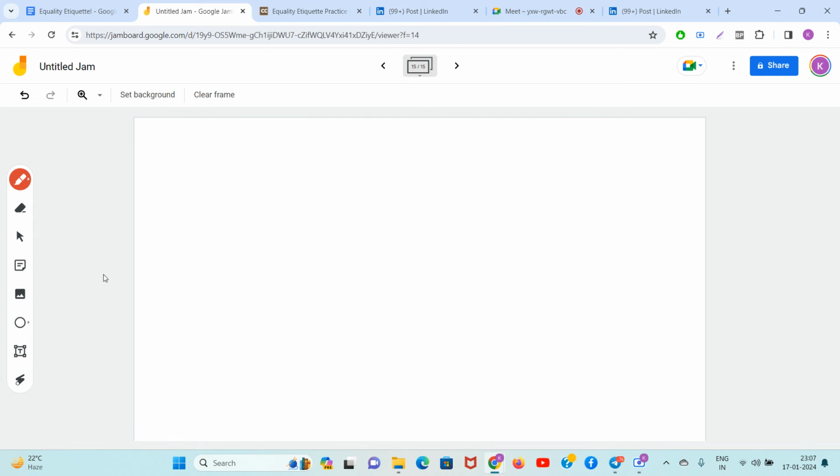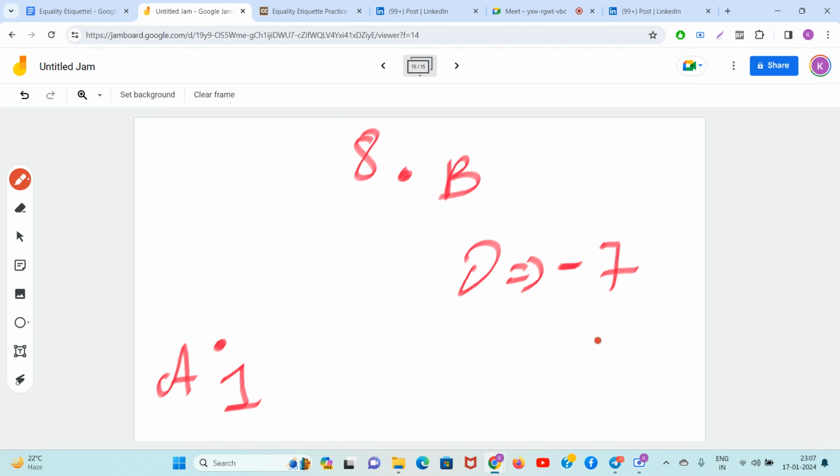So guys, listen to me very, very carefully. Let's say this is your A. This is your B. This is your 1. This is your 8. Your difference is 1 minus 8, minus 7. Now guys, you know that in the first operation, you can either add 1 or subtract 1. Then 2, then 3, then 4.